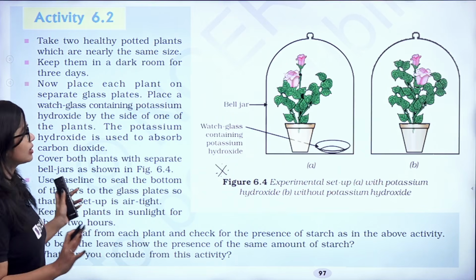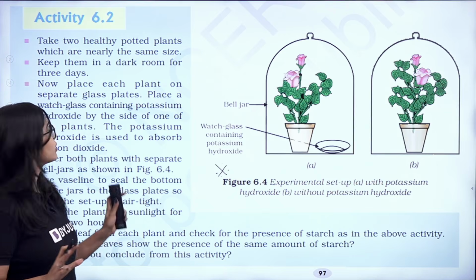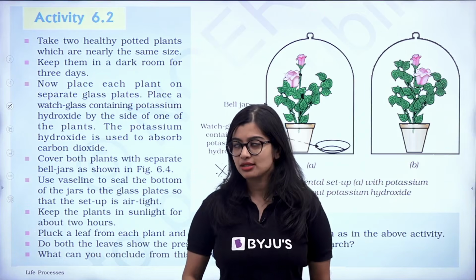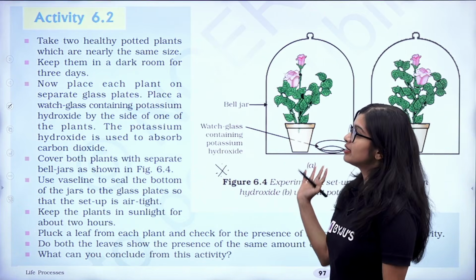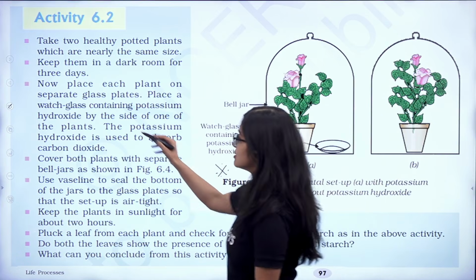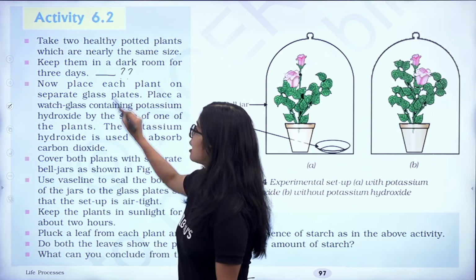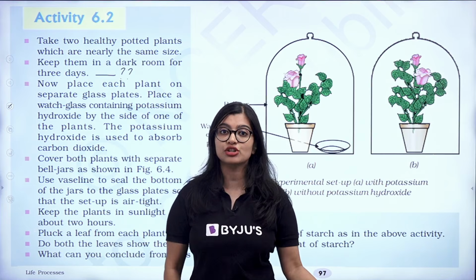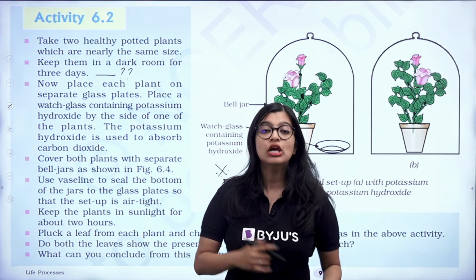Now take two potted healthy plants. So we've taken two potted healthy plants which are nearly the same size. Preferably take two same plants, right? And of course keep them in a dark room for 3 days. Now very quickly pause this video and try to answer this. Why are we keeping them in the dark for 3 days? We know the answer. For the process of destarching, to remove the starch out of it so that we can test for photosynthesis.